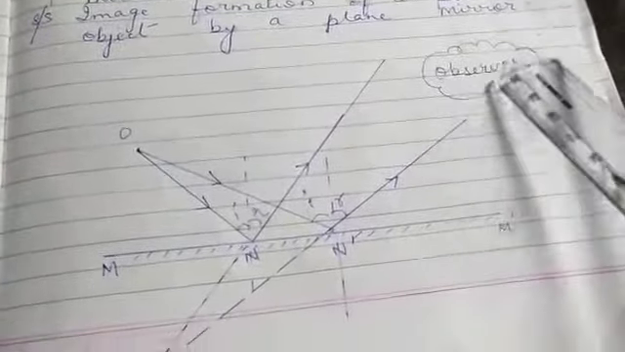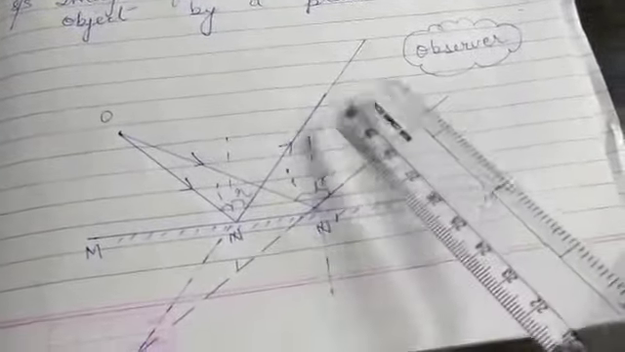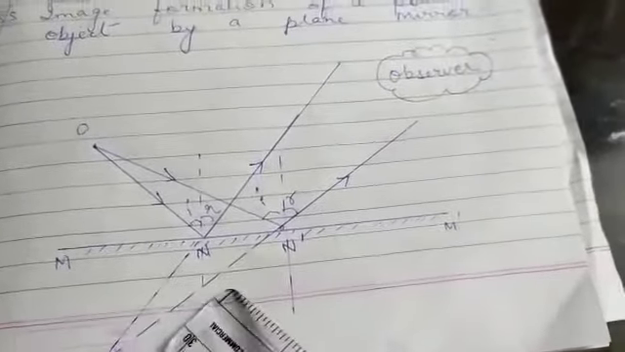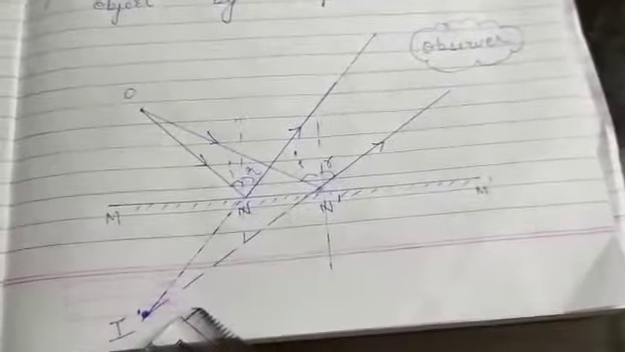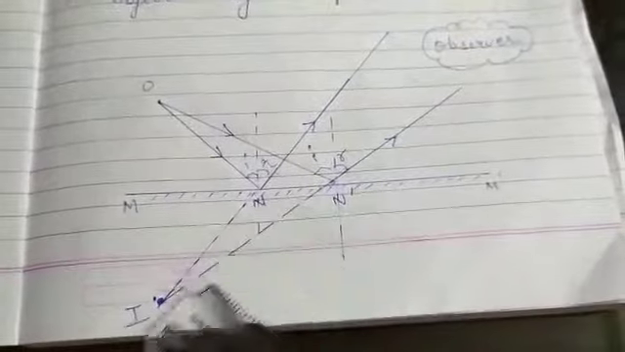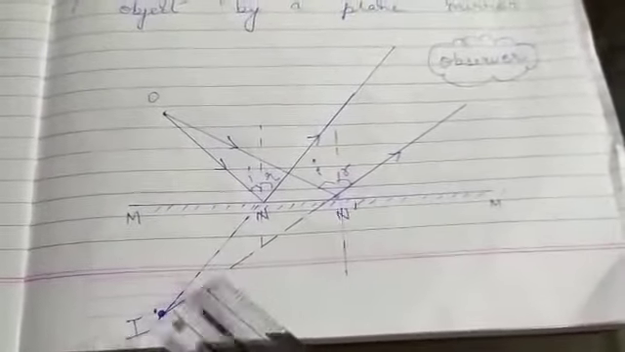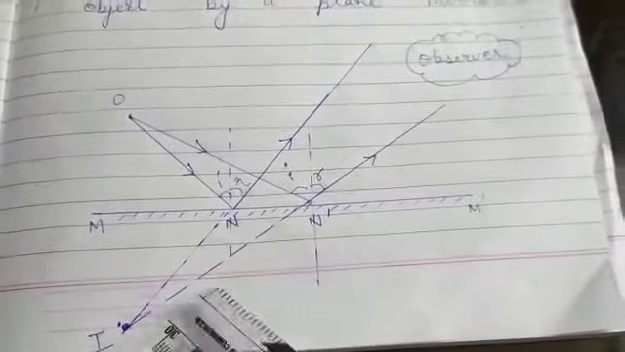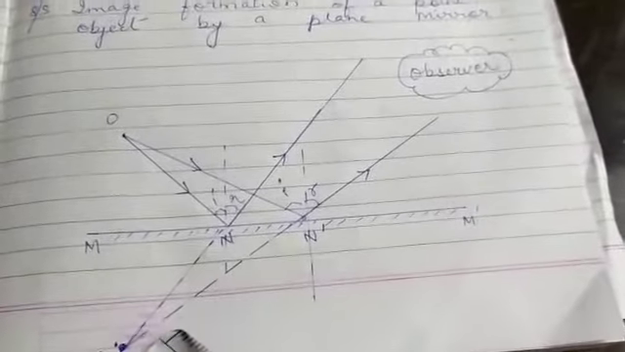And here is the observer, who cannot see a real image because on this side the rays do not intersect. The rays intersect behind the mirror. So the image is formed behind the mirror and it is a virtual image. And I already told you, with a virtual image one word is associated, that is erect or upright. So wherever a virtual image is there, you will see an erect and upright image.